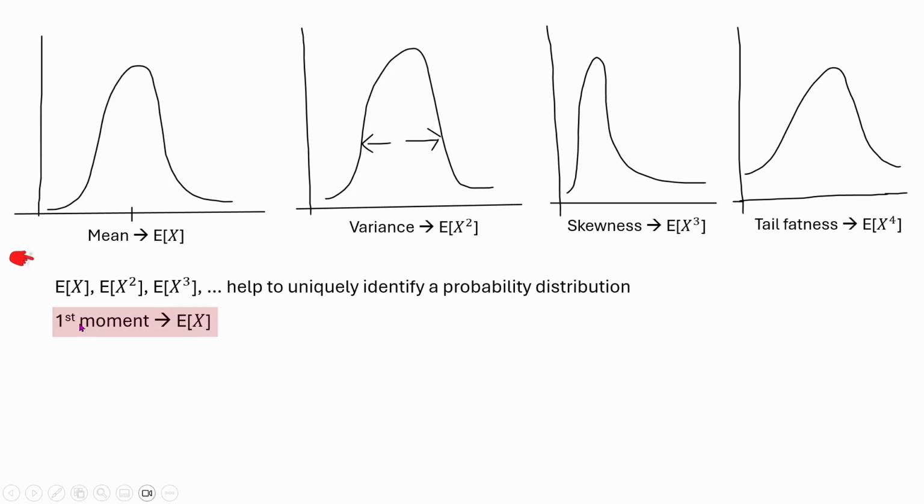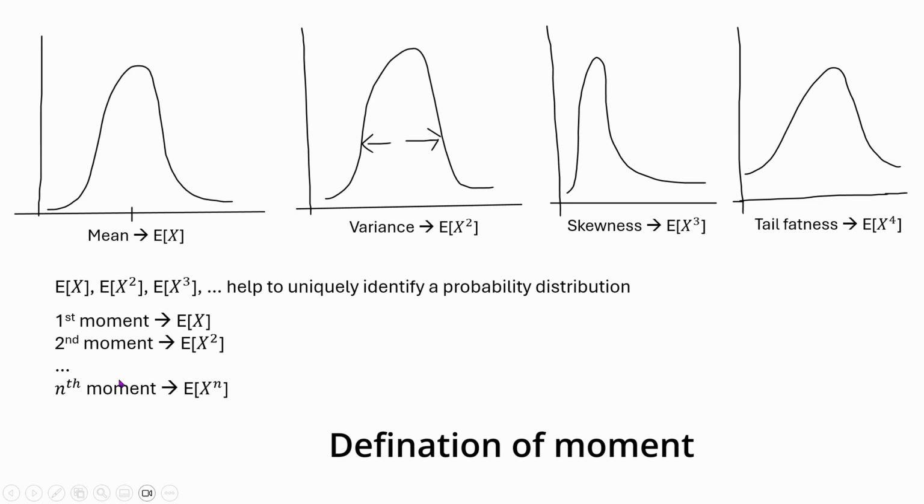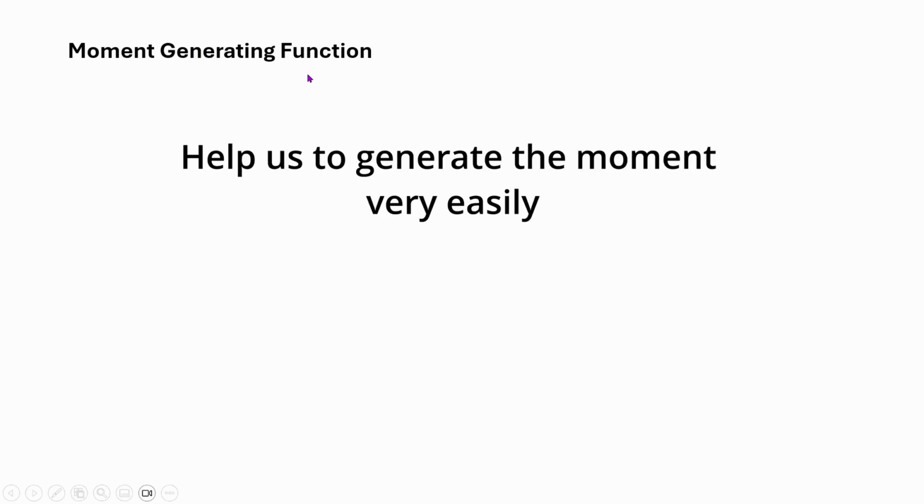So, the first moment is called E[x], the second moment is called E[x squared], and the nth moment is called E[x to the power n]. So, this is the definition of moment, basically. So now that we know what is the definition of moment, we need to know what is the moment generating function. So moment generating function is a function that helps us to generate the moment very easily. It is a closed form function. So let us actually see the formula for generating the moment generating function.